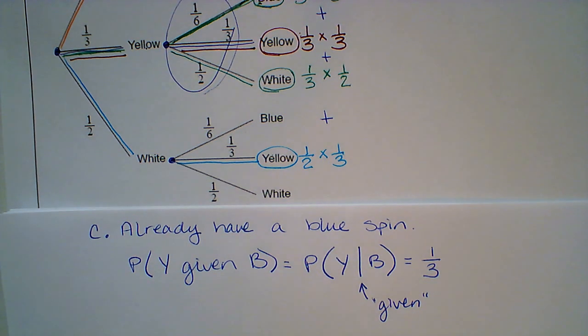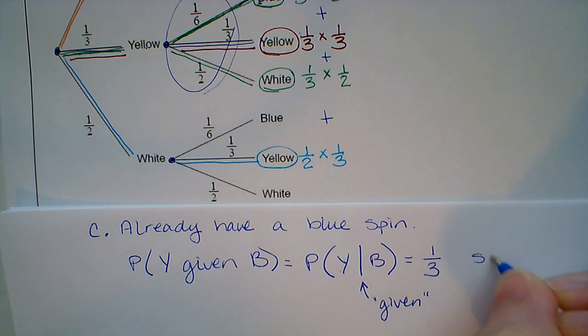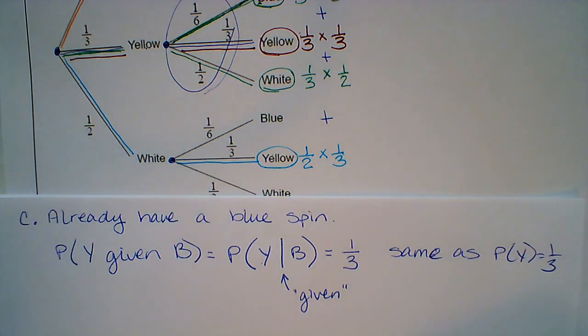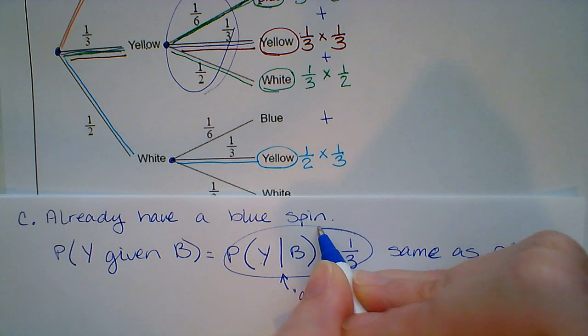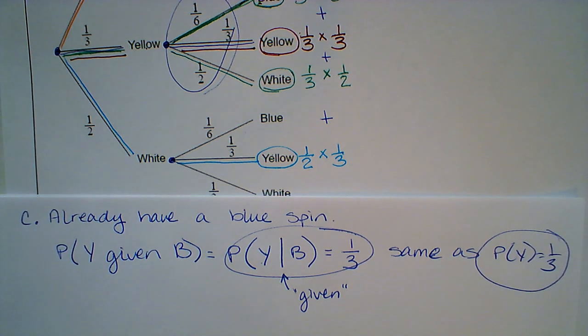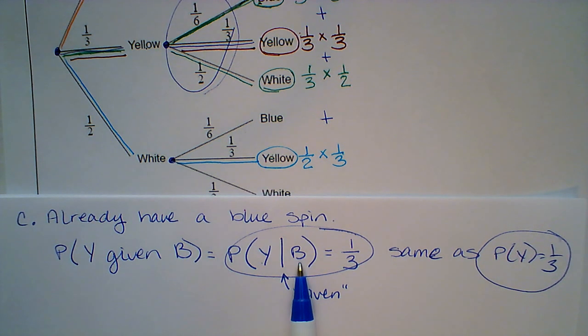Notice this is going to be really key for later on when we go into more depth about independent events. Notice the probability of yellow given blue turns out that's the same as the probability of yellow, which is 1/3. So yellow given blue and just plain yellow, those are both the exact same probability, because what does that mean? The fact that we spun a blue, because these are independent events, knowing that we spun a blue has absolutely nothing to do with, doesn't change the probability of spinning a yellow.